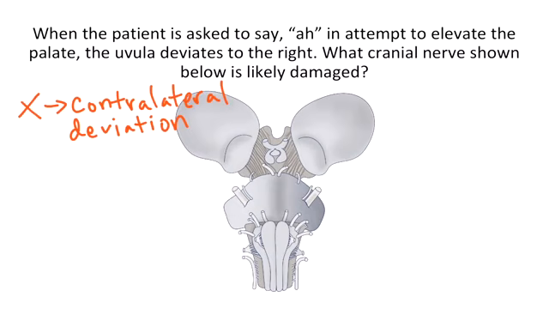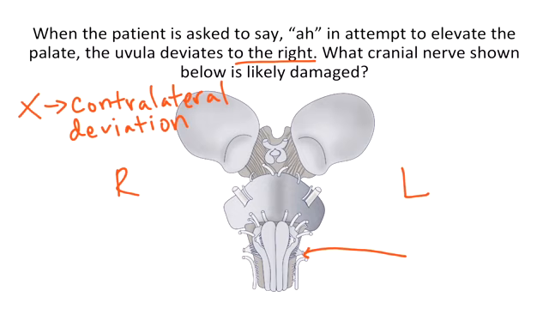From the question stem, we can see that the patient's uvula deviates to the right, which must mean the left vagus nerve is affected. With this in mind, we need to be able to identify the vagus nerve from this anterior view of the brainstem. Because we're looking at an anterior view of the brainstem, we can deduce that this is the right side and this is the left side. In this case, we can see the left vagus nerve right here.